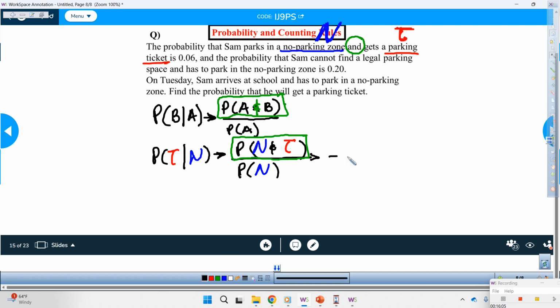Here we go. It says here, the probability of getting a no parking zone and a ticket is how much? 0.06, so that goes right here, 0.06. And then the letter N stands for no parking zone. So do we have numbers for no parking zone? Yes, no parking zone is 0.20.